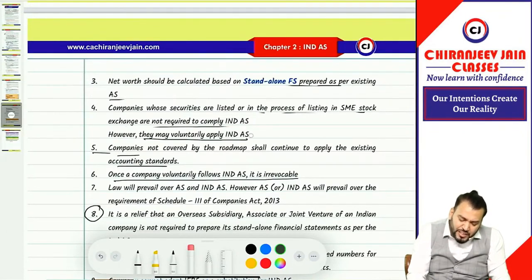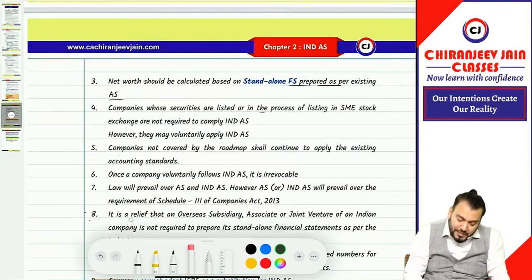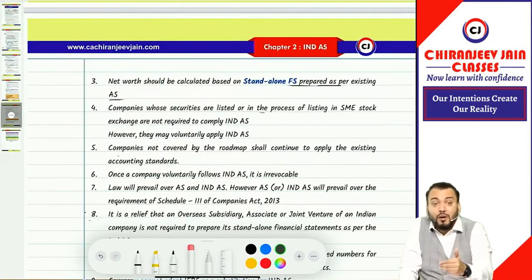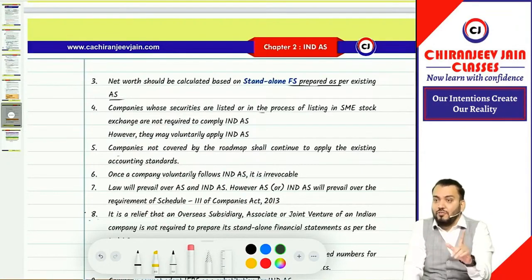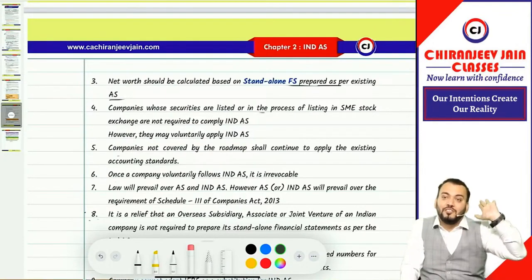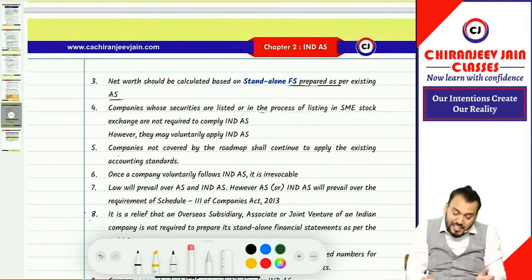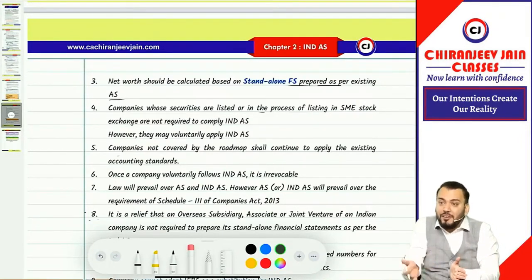Fourth point, already we have discussed. The companies whose shares are listed, or are in the process of being listed, on the SME stock exchange are not required to comply with Ind accounting standard. However, they may voluntarily adopt Ind AS. But once they voluntarily adopt, can they reverse it? No. Once they have adopted, they need to apply for lifelong. So if you want to adopt, you can adopt. Understood? Correct? So once adopted you cannot reverse it, means can I say this applicability is irrevocable?